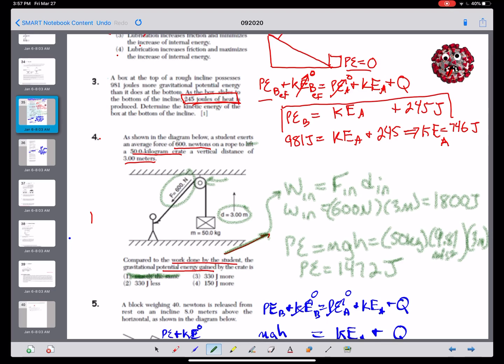320. Okay, so I'm going to get about 328. So the work in is about 300 more. But you've got to be careful on it. Read the question carefully. It says, compared to the work done by the student, the gravitational PE gained by the crates, the PE is less. So it was asking in terms of the PE. So the PE is 330 less. Be very careful on that one.